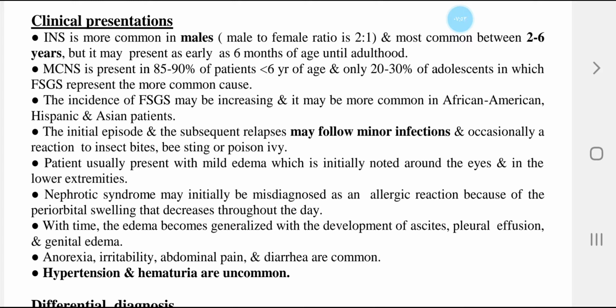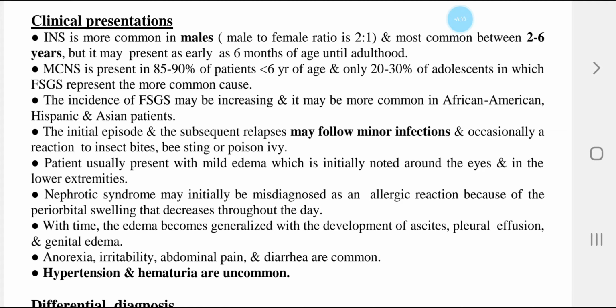The incidence of focal segmental glomerulosclerosis may be increasing, and it may be more common in African American, Hispanic, and Asian patients. The initial episode and the subsequent relapses may follow minor infections and occasionally a reaction to insect bites, bee stings, or poison ivy.